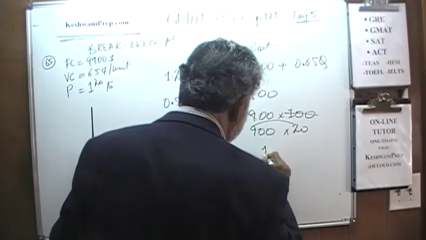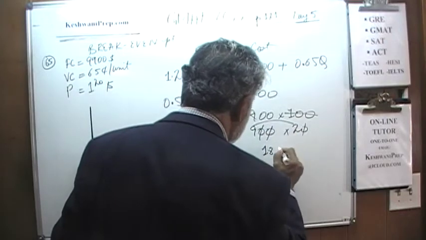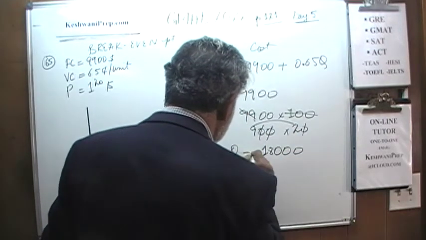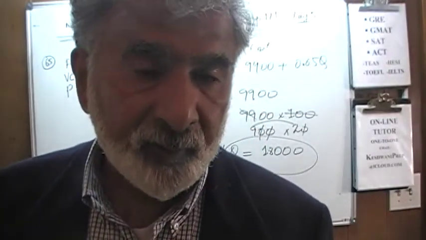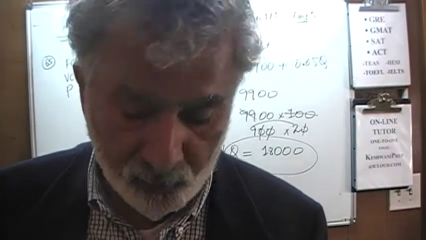9 times 2 is 18. And then we have 1, 2, 3 zeros. It looks like we need to sell 18,000 quantities in order to break even. Anything more than that will make a profit. If we sell fewer than 18,000, we'll make a loss.